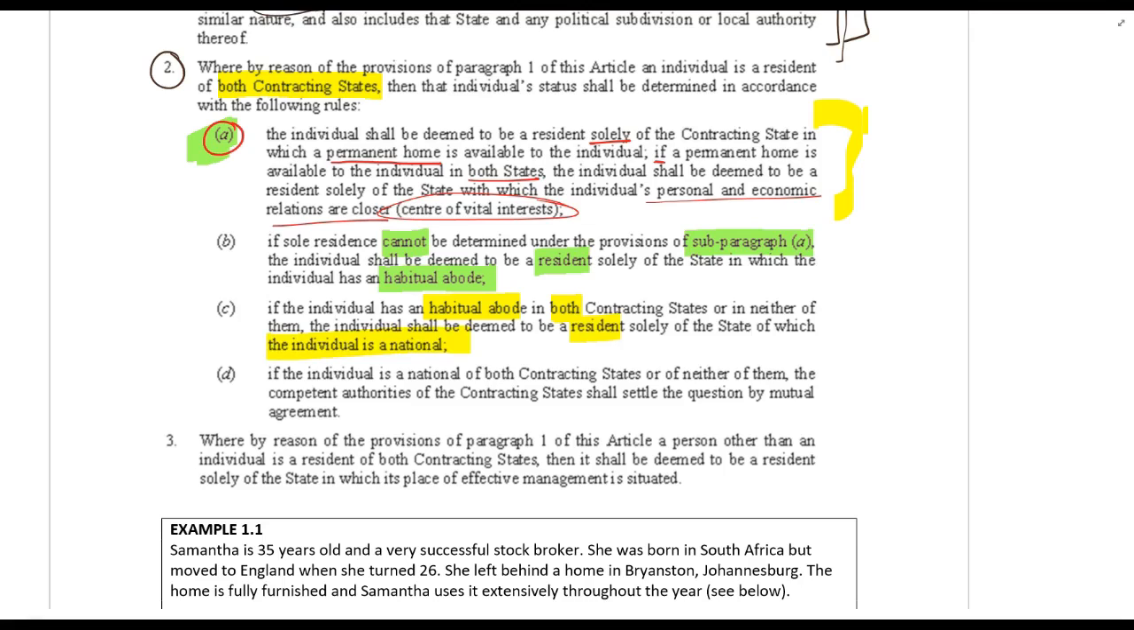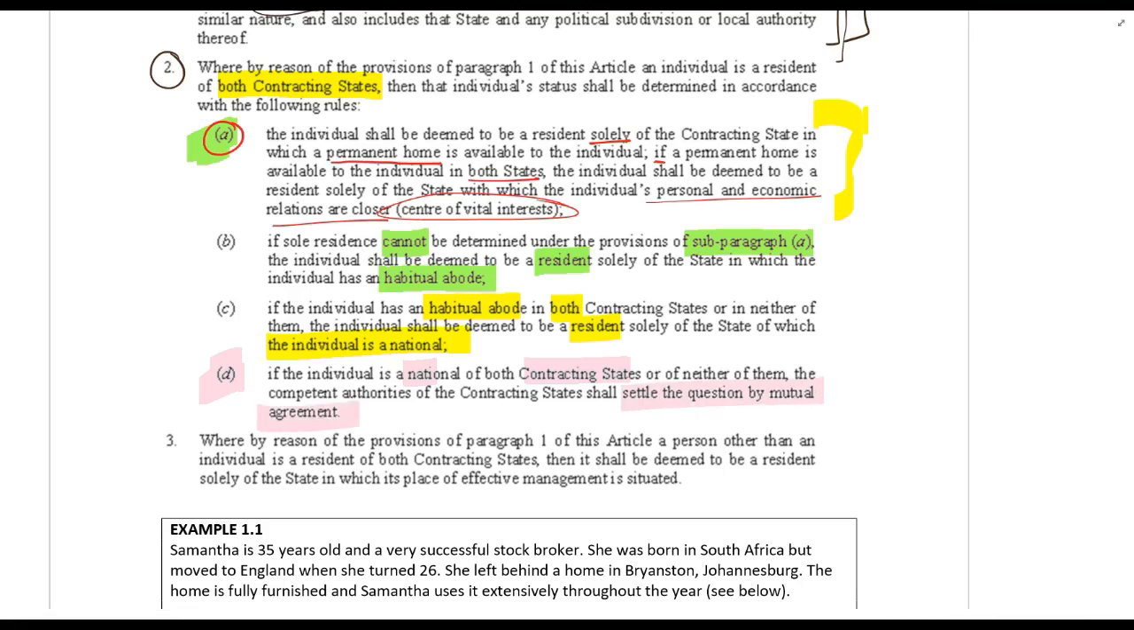But what if you have a South African and a British passport, and you don't stay anywhere habitually, and you don't have family? D. If the individual is a national of both contracting states, or of neither of them, the competent authorities of the contracting states shall settle the question by mutual agreement.